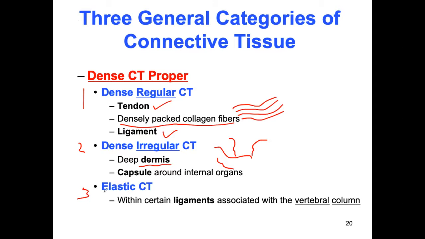The third type of dense connective tissue is elastic connective tissue. Now, we'll see these in certain ligaments, especially those of the vertebral column. Why would we find more elastic connective tissue in the vertebral column? That's because the 24 freely movable vertebrae are bony-wise very stable. They interlock with one another.